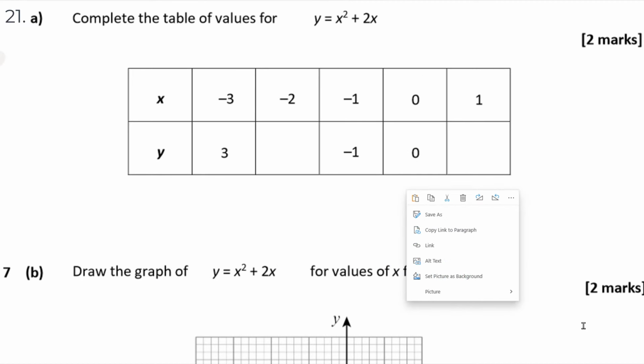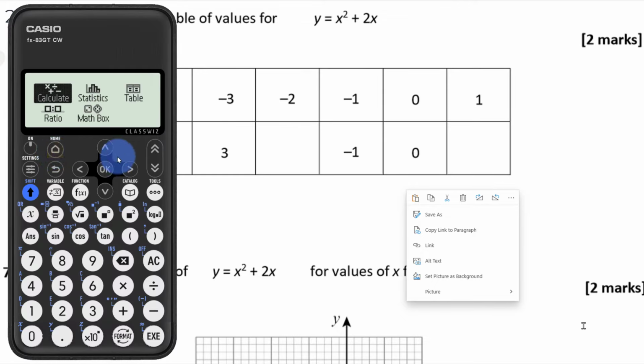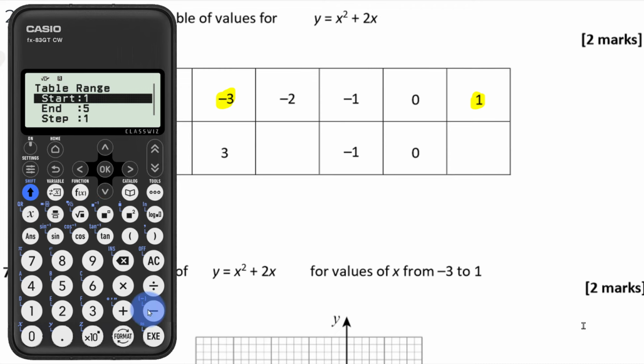Complete the table of values for y equals x squared plus 2x. Okay, so we're going to use the table function on the calculator to work this out. So if I press the home key and then go over to the table function, you can see I've got a blank table here at the moment. So the first thing I'm going to do is press the tools button and put in the range. I'm going to put my start value as -3 and my end value as 1. And you'll notice that we're going up in ones each time.